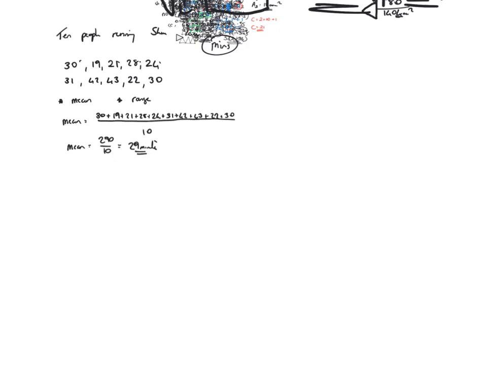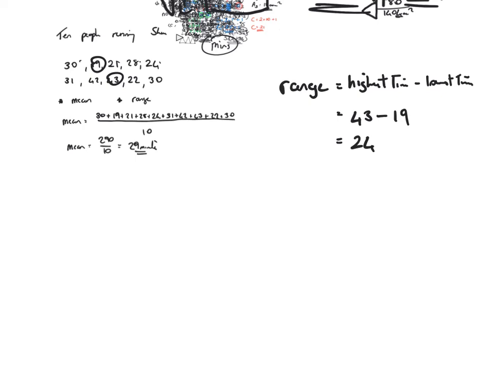Okay, the range is given by the gap between the slowest and the quickest runner, so you get that from the highest time take away the lowest time. So the highest time, as we can see, is 43 minutes. So it's 43 subtract the lowest time, the quickest time, which is 19 minutes. And that will give me 24 minutes, so the range is 24.